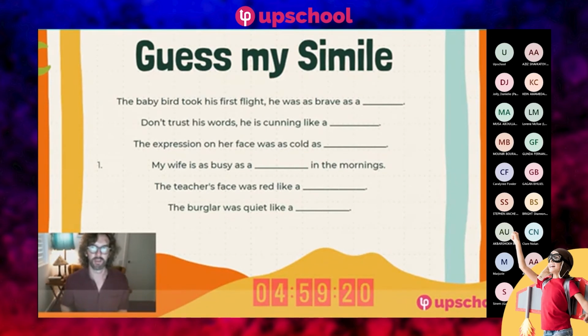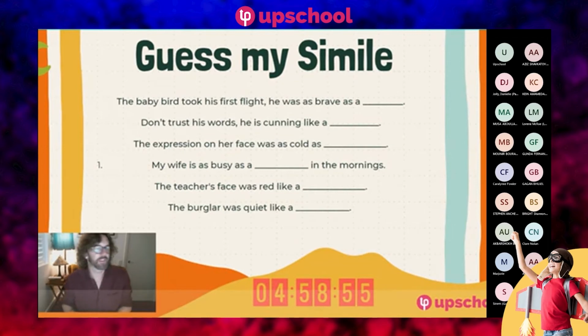Okay, number 2. Don't trust his words. He is cunning like a cunning... Now, cunning means not always telling the truth, sometimes trying to do the wrong thing on purpose, very sneakily. What kind of thing is cunning out there? And I'll give you a clue. That one is an animal.